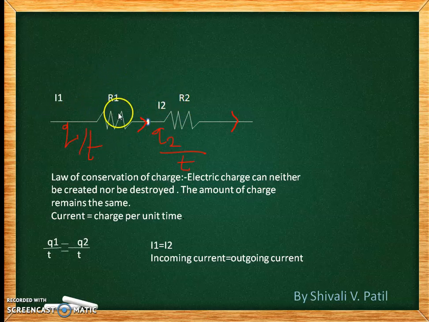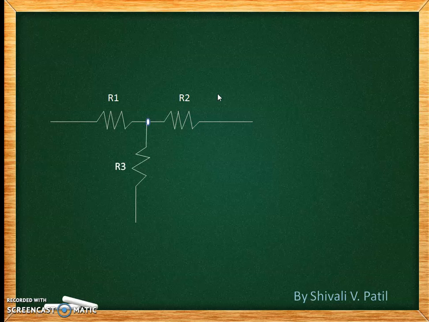We know that in a series combination of resistors, the current flowing through the resistors is the same. But if we consider the third resistor R3 shown here, then the current I1 arrives at this junction, and I2 leaves from the junction and flows through R2. But here I1 is not equal to I2 because some current flows through R3 also, that is I3.